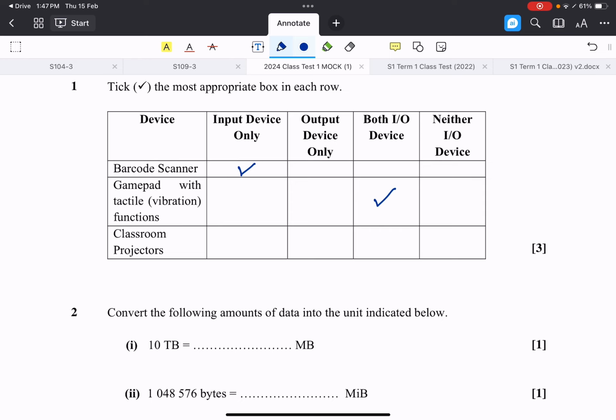Next one, classroom projector. Only output from the device onto the screen, the information, so it's an output. So that's fine. I hope you are successful here.